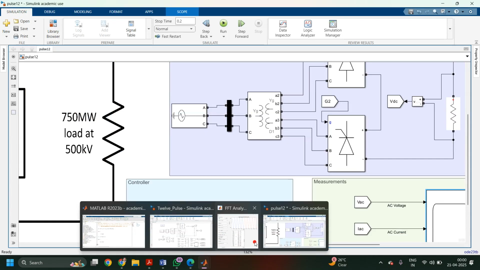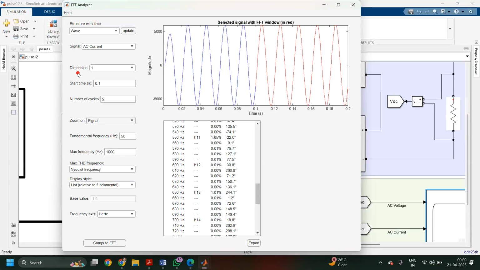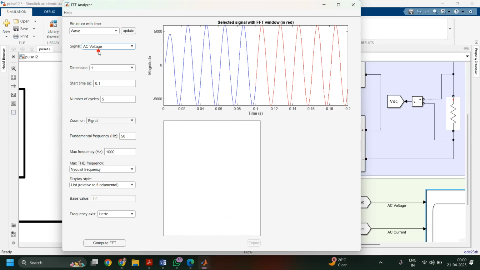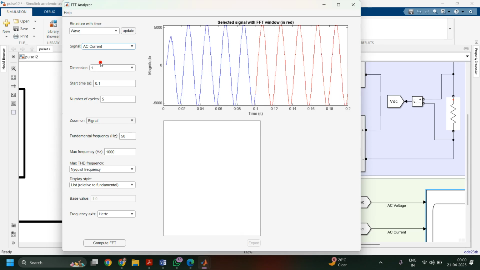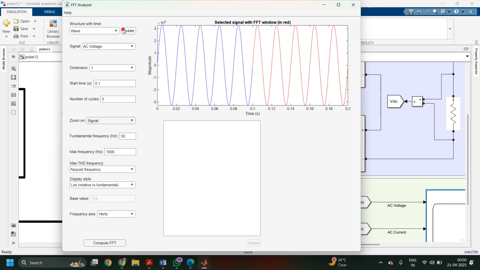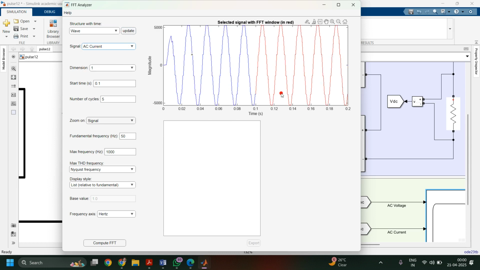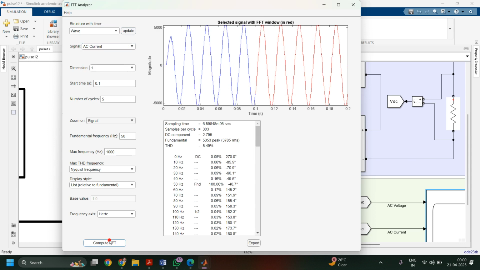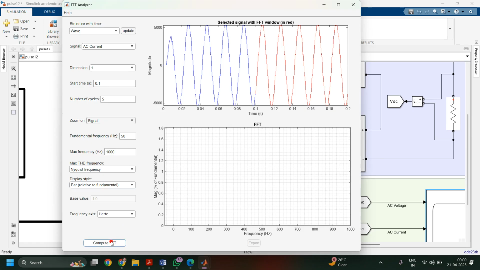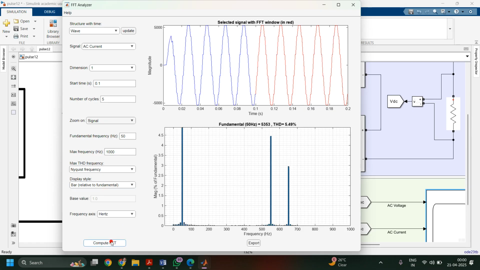So now, coming again to the THD block, we want the AC current THD. Again click on AC current THD, click on update. Okay, so AC current THD. Now, if we check the AC current THD, it is 5.49%. If we check in terms of bar graph, you can observe here it is 5.49%.